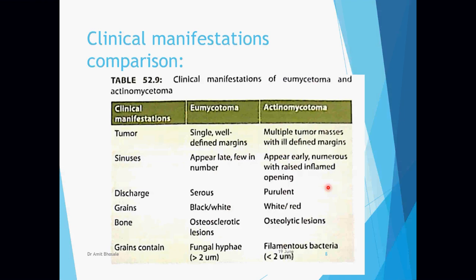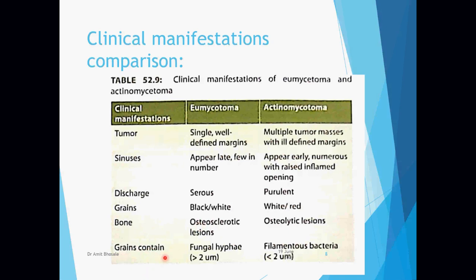The discharge is watery or serous in the fungal eumycetoma, and purulent in actinomycetoma. The grains are black or white in eumycetoma, while they are white or red in actinomycetoma. Bone involvement: the lesions are mainly osteosclerotic in eumycetoma, whereas they are osteolytic in actinomycetoma. What is the difference between osteosclerotic and osteolytic? In osteosclerotic lesions the bone density is increased, and in osteolytic lesions the bone density is decreased.